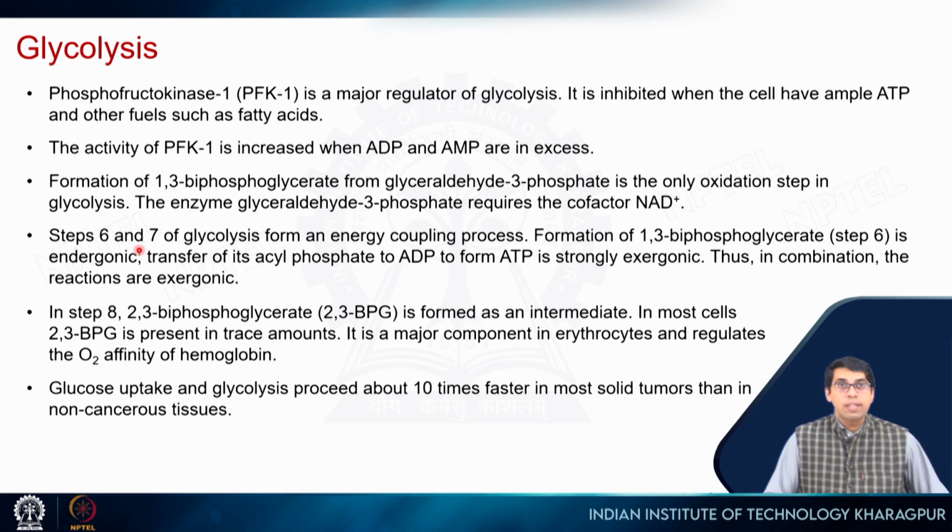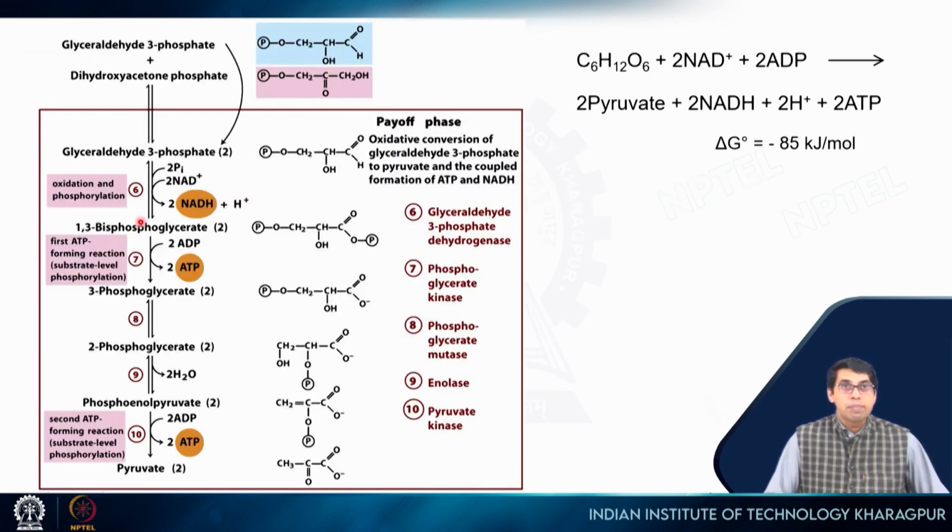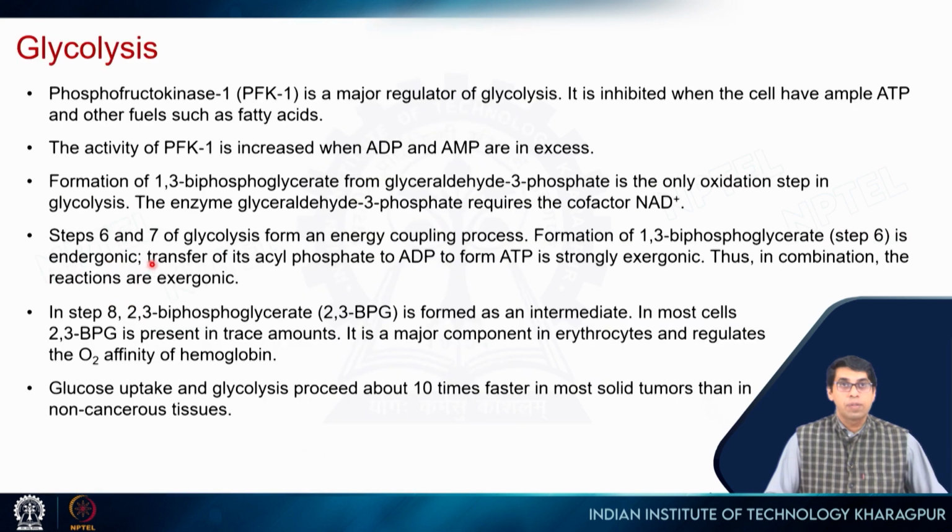Steps 6 and 7 of glycolysis. So let's go back. Steps 6 and 7. These two steps can be considered as a coupled step. Formation of 1,3-bisphosphoglycerate, which is step 6, is an endergonic process. Endergonic means that it needs energy, so it's not a favorable process.